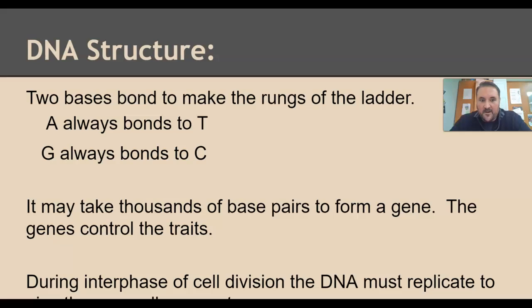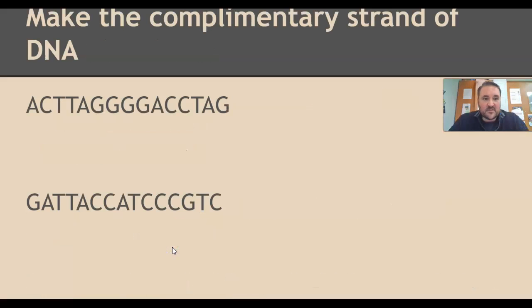All tigers can growl. It takes thousands and thousands of these base pairs to make up a gene. We actually have 6 billion base pairs in one cell. During interphase, we're going to make complete copies of all of those chromosomes, and all of that DNA has to get copied, so it's a very busy time.